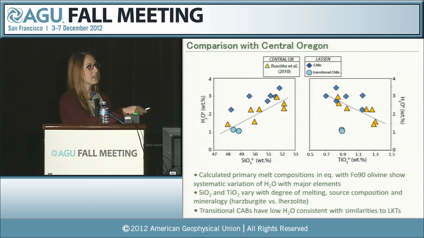The important thing to note here is that not only are Lassen and Central Oregon showing very similar trends with these major elements and water, but they generally also overlap, with perhaps Lassen having slightly higher volatile contents, which could imply a slightly increased slab flux in comparison. Also, just to note, the transitional CABs really fall off this trend because they have much lower water contents, and this could be consistent with their similarities to LKTs and may in fact be mixtures of two different mantle sources.